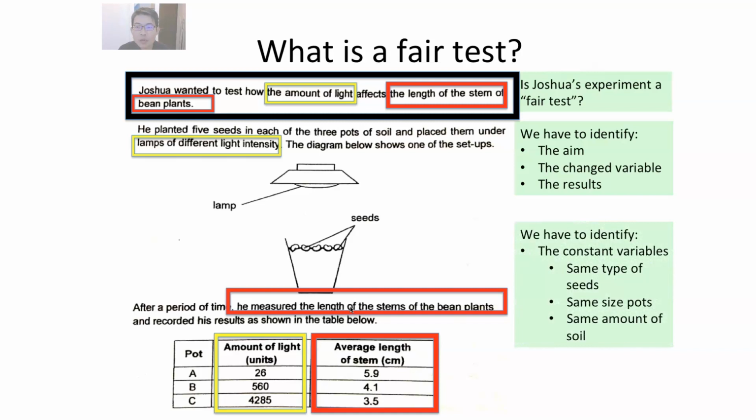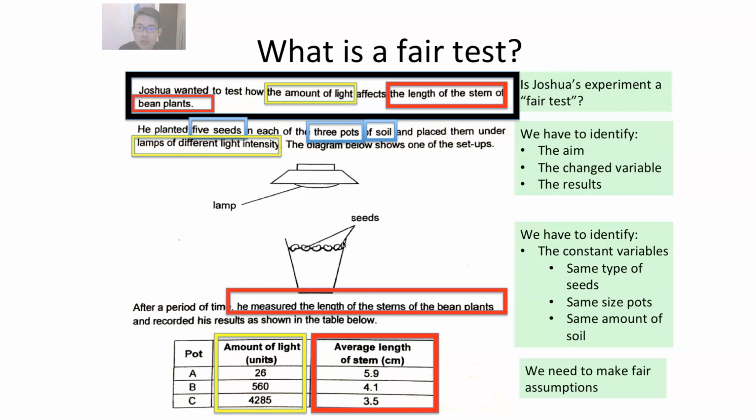You must also look at what are the constant variables. And here you must make some fair assumptions. So we look at 5 seeds and there's no mention that they're of the same type, but I will presume they're the same type because they look the same. Okay. And also if you talk about 3 pots, there's no mention that the pots are of the same size, the amount of soil are the same. I will presume that they are the same. That's the only way this experiment can be a fair test. So the amount of soil, I'll presume the same type and the same amount. So we must make some fair assumptions sometimes.